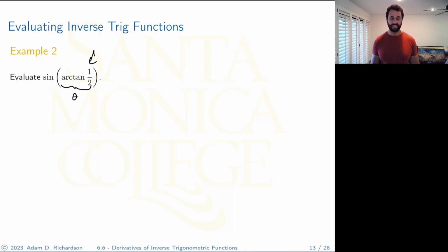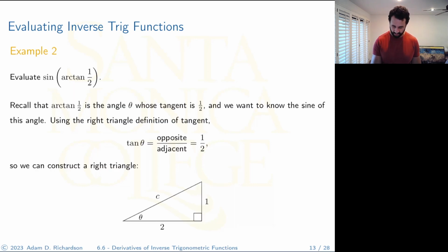So let's start with the inside here. Arctangent of 1/2 is the angle theta whose tangent is 1/2. And we want to know the sine of that angle. Well, remember that tangent is opposite over adjacent. That's SOHCAHTOA, right? So since we know that tangent is opposite over adjacent, we know that the tangent of theta is 1 over 2. So what we can do is construct a right triangle where the height, or the opposite leg, is 1, and the adjacent leg is 2, and then this is the angle of interest. This is the angle that we want to take the sine value of.